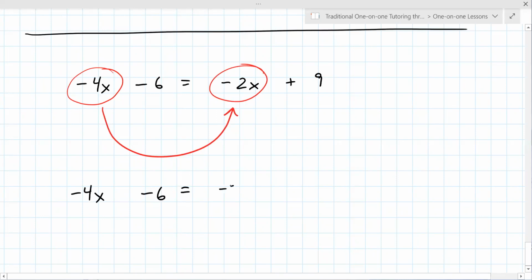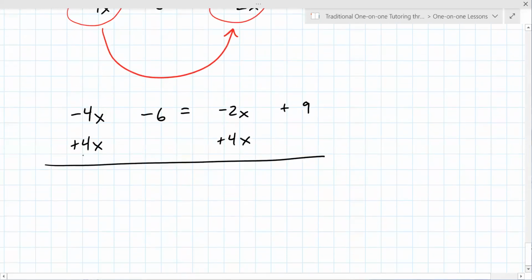So to move it, you add 4x to both sides of the equation. Okay. Now on the left here, you just bring the -6 down. What is -2x plus 4x? It's 2x. Right. Yep. Okay, and then you bring the 9 down.